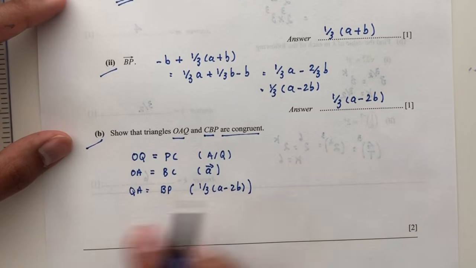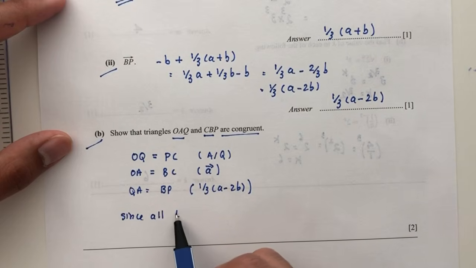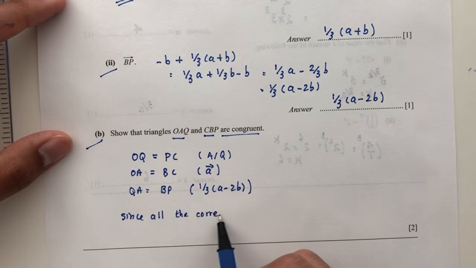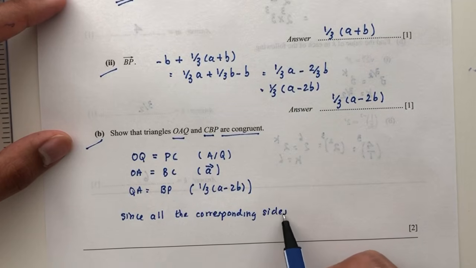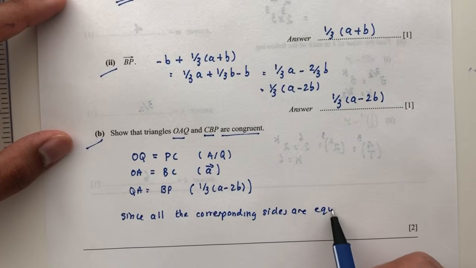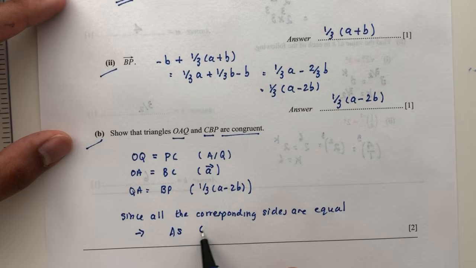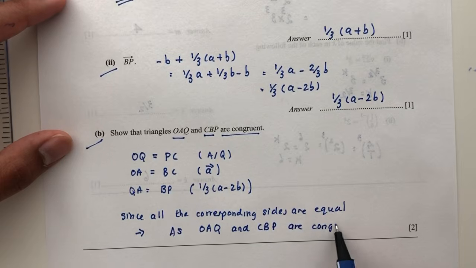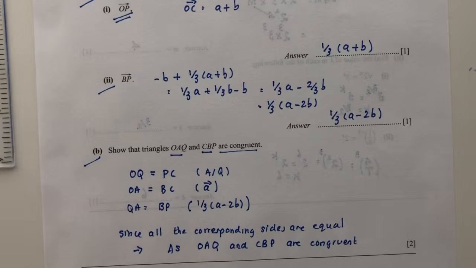So now since you have proven that all the three corresponding sides are equal, this proves that triangles OAQ and CBP are congruent. This proves this one. That's why you know they are congruent. Okay, so that is question 21.